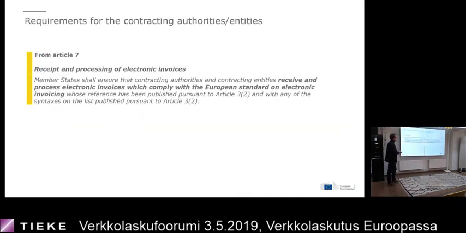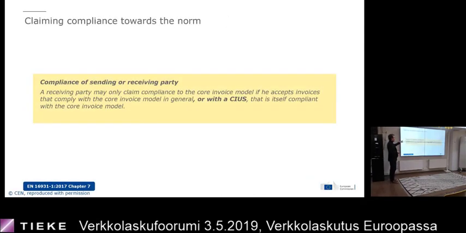So let's take a look at an example. It says in the standard, if you want to know what it means to comply, you have seen the directive. I must comply to the standard. I look it up in the standard in chapter 7, I think. You find a section called compliance of sending and receiving party. And what it says is that a receiving party may only claim compliance to the core invoice model if he accepts invoices that comply with the core invoice model in general.